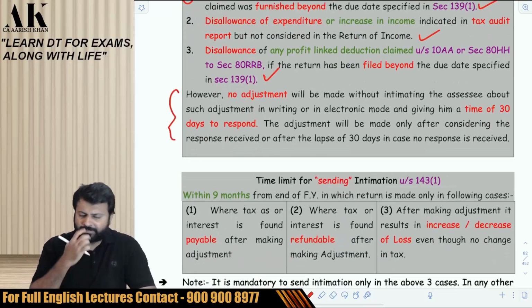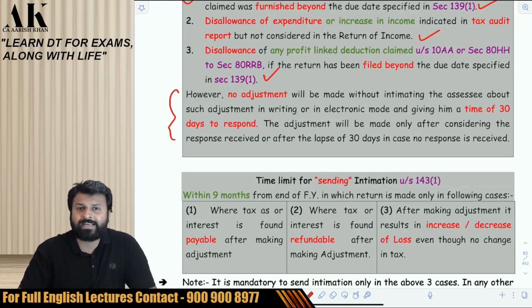Now, before making an adjustment, they will send you a notice and they will give you 30 days time. You have to reply within 30 days. It's a kind of opportunity of being heard they are trying to give you. And if you do not reply within 30 days, then they will make the final intimation and send it to you.